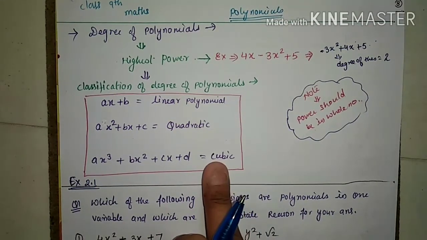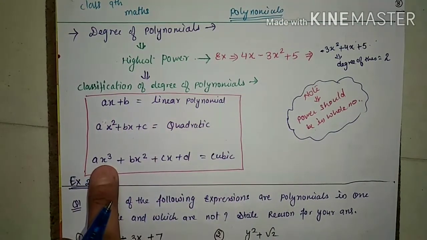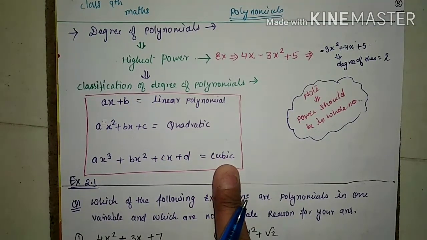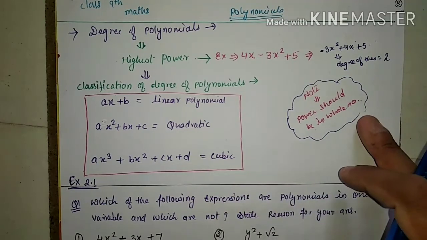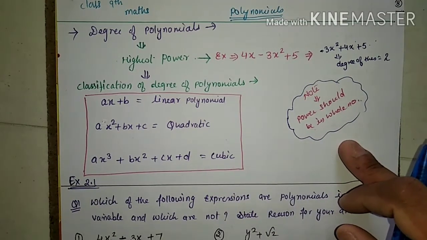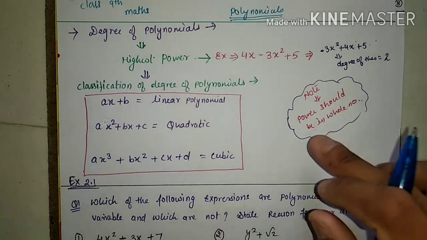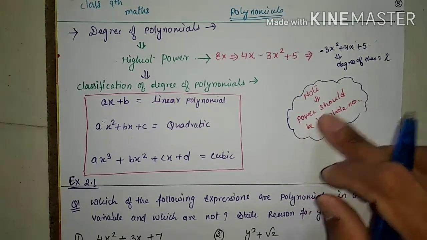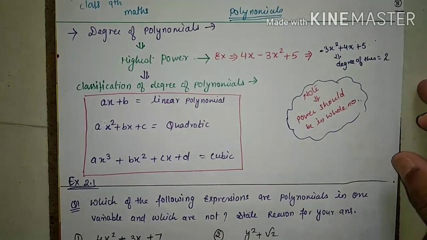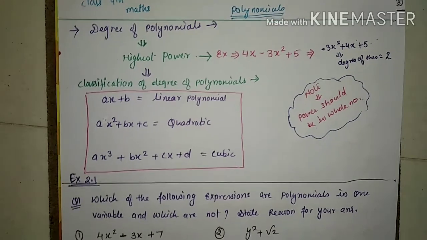Cubic polynomial, how can I say? The highest power should be 3. Then it is called a cubic polynomial. Is it clear? There is a note I have written. This note has to be considered for the exercise. Just see. The power should be a whole number. In the sense, if I want to check whether something is a polynomial or not, I have to check that the power is a whole number. We will do the questions, you will understand more. So just go through the questions.